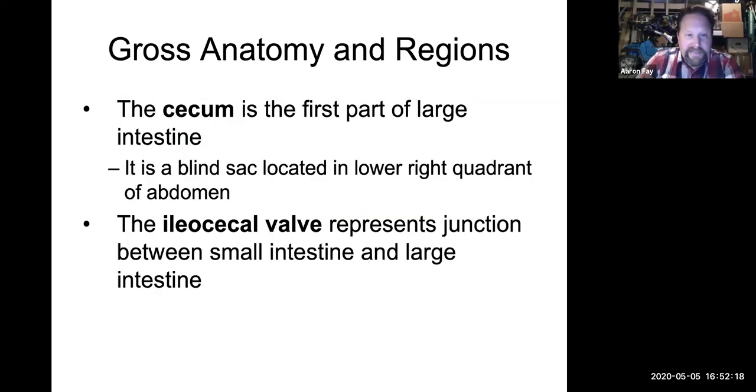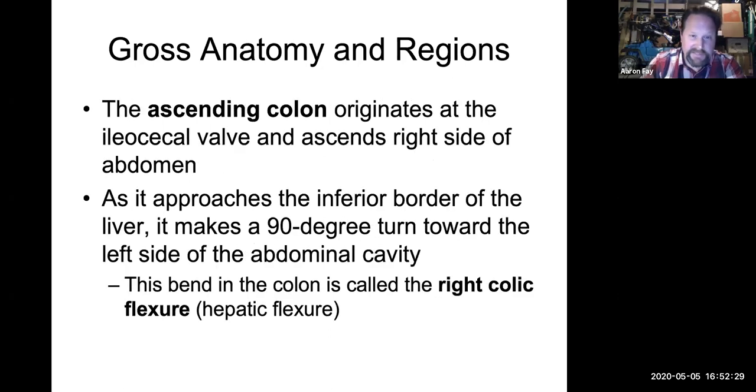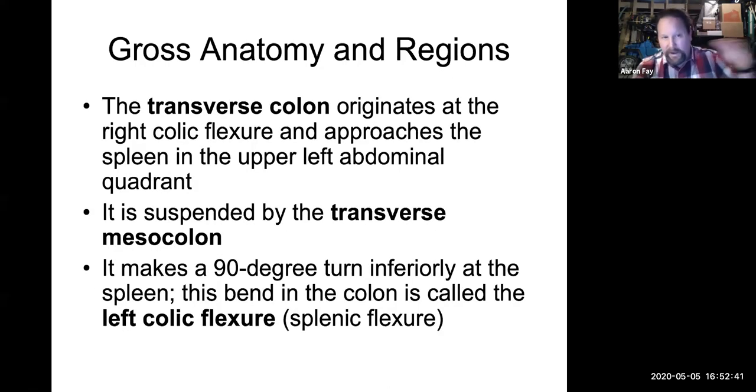Right, so cecum, that's just the first part, right? This is the blind sac. The ileocecal valve controls the flow of material from the small intestine into the large intestine. The ascending colon is going to travel superiorly until it basically just bumps into the liver and then has to take a turn. So that's called the hepatic flexure or the right colic flexure. Run across the transverse colon.